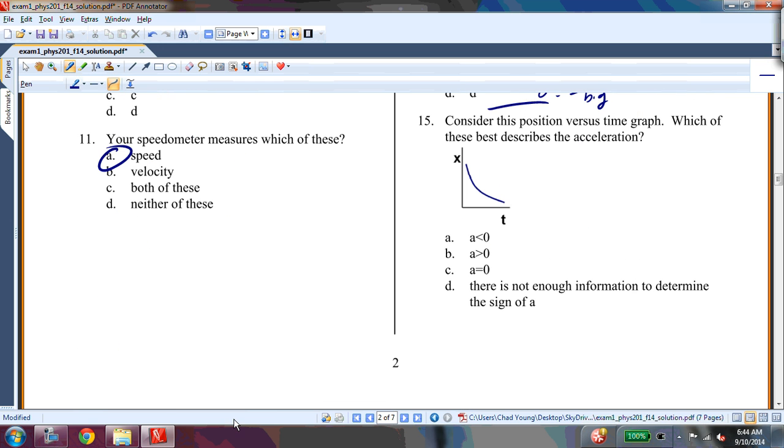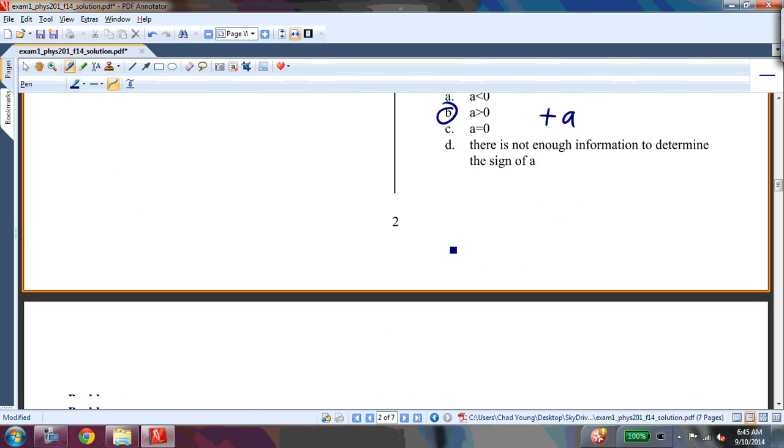So this position versus time graph, what's the sign of the acceleration? Okay, I have a decreasing speed, the slope is getting smaller. I have a negative velocity because that slope is negative, and so that means I must have an acceleration that's opposite the velocity, so I have a positive acceleration.